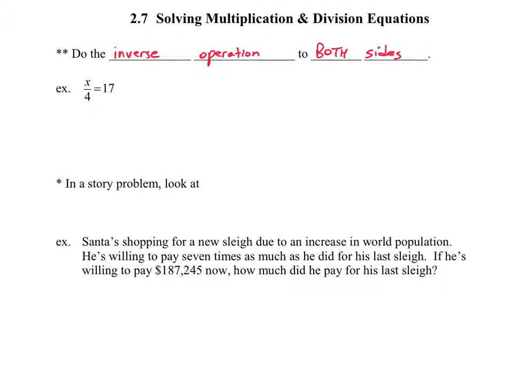And you say, okay, so what's the inverse of dividing by 4? What undoes dividing by 4? And that would be multiplying by 4. So we're going to do a times 4 over here on the left. We'll do a times 4 over here on the right. And those will just cancel out on the left, leaving me with an x by itself, which is what we want. Then we have 17 times 4, so that's 40 plus 28, so 68.